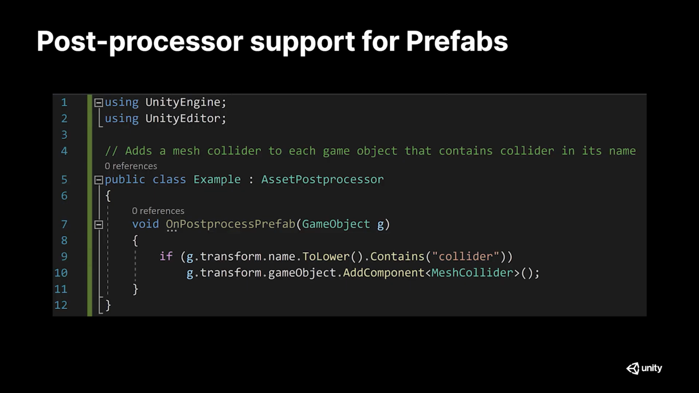Prefab support for asset post-processor is now available. If OnPostprocessPrefab is implemented, post-processors will be able to modify the prefab. All added objects will get the Don't Save in Editor flag to avoid changes being applied to the source prefab. For instance, in this example, we are adding a mesh collider to the game object that contains collider in its name.